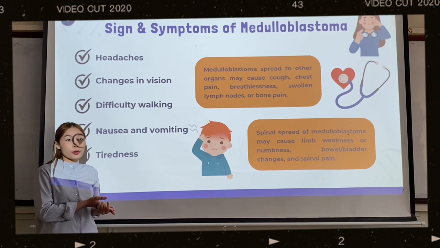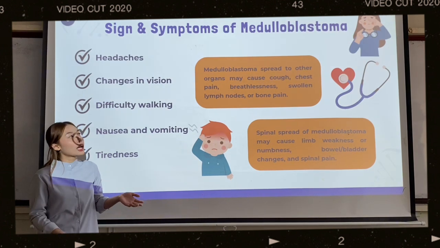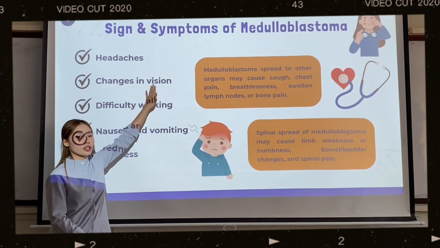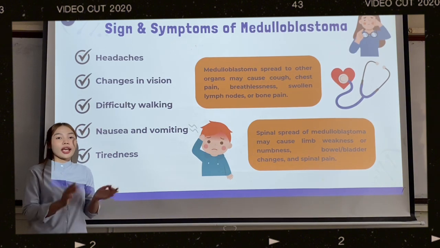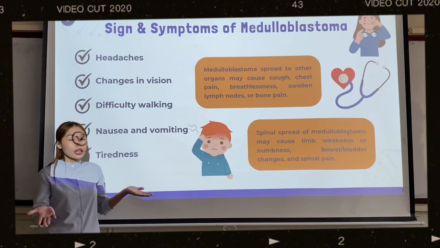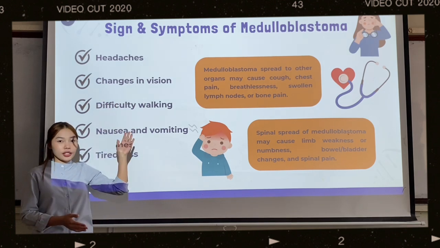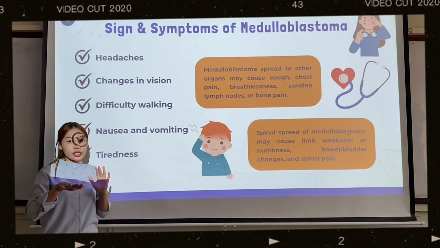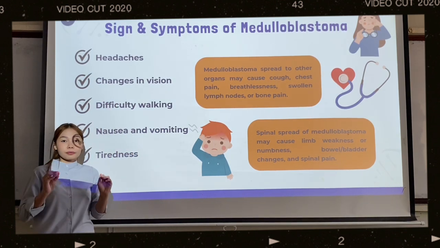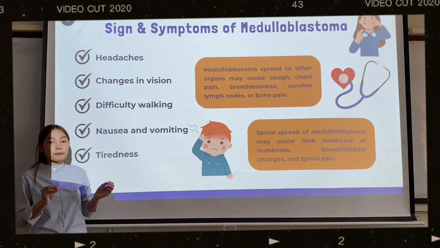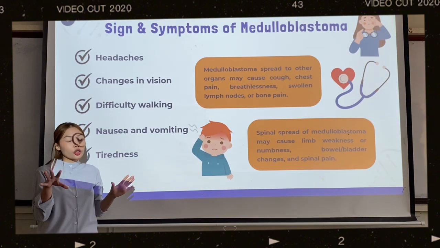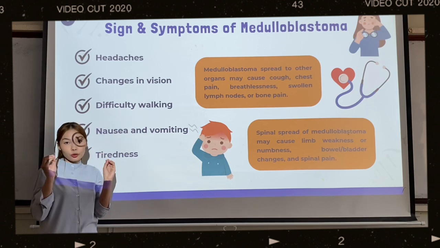It is because pressure increases more in that position. And then next, change in vision, such as blurred vision, double vision, and difficulty moving the eye. It is because the tumor pressure pushes on the vision area of the brain and the area that controls eye movement in the brain.